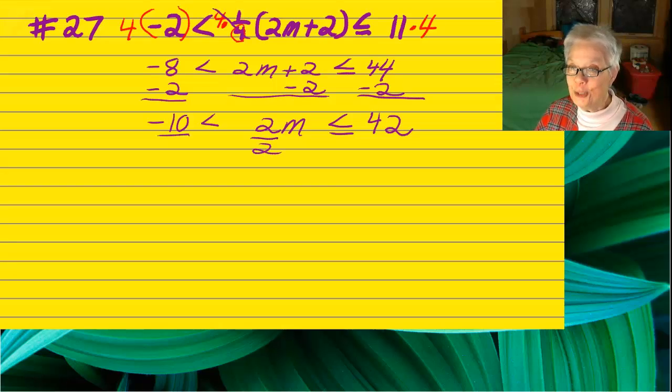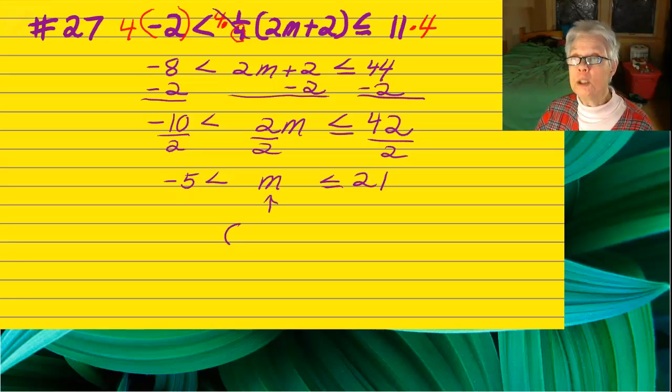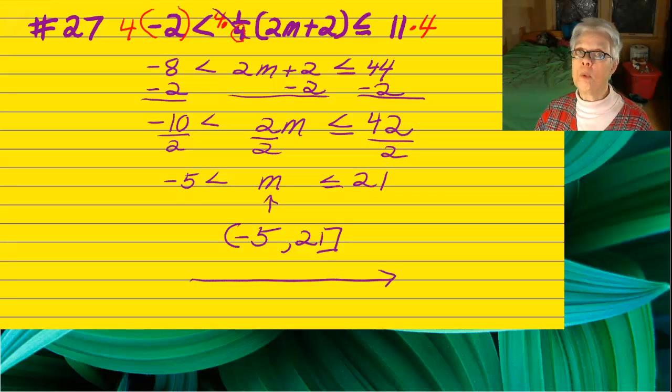Then divide by 2, all three parts. Negative 5 is less than m, is less than or equal to 21. Another way to say this is that m is between negative 5 on the left and 21 on the right. Negative 5 takes a parenthesis because it takes a strict inequality. 21 takes a bracket because it takes a non-strict inequality.